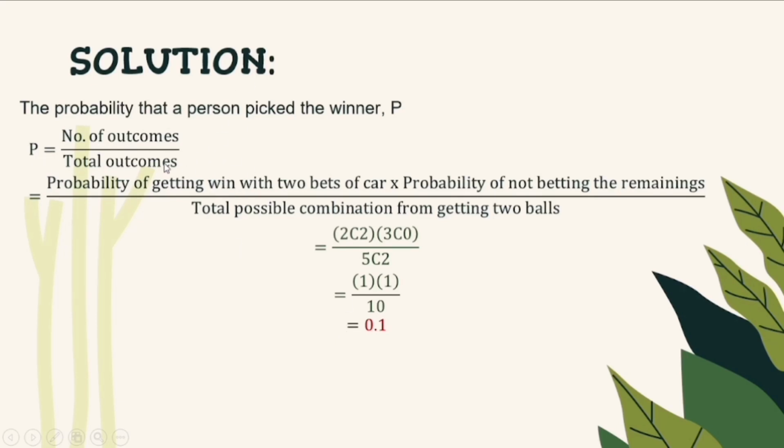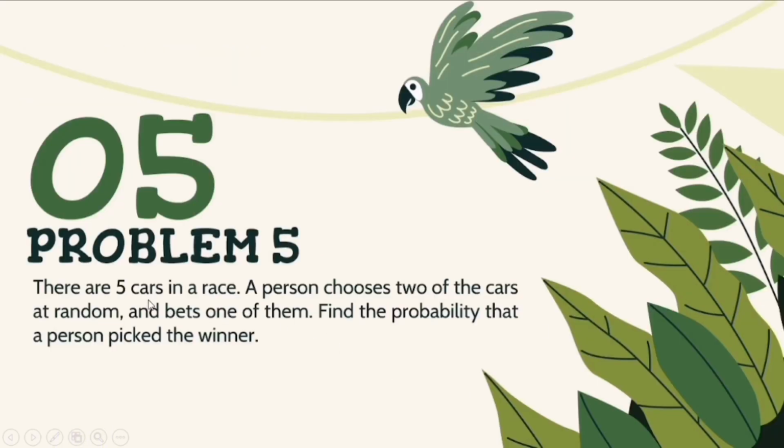So P equals number of outcomes over total outcomes. So 2C1 represents the probability of winning with 2 bets on cars, times the probability of not betting on the remaining ones, because he did not bet on the remaining three, just only two to win the car race.